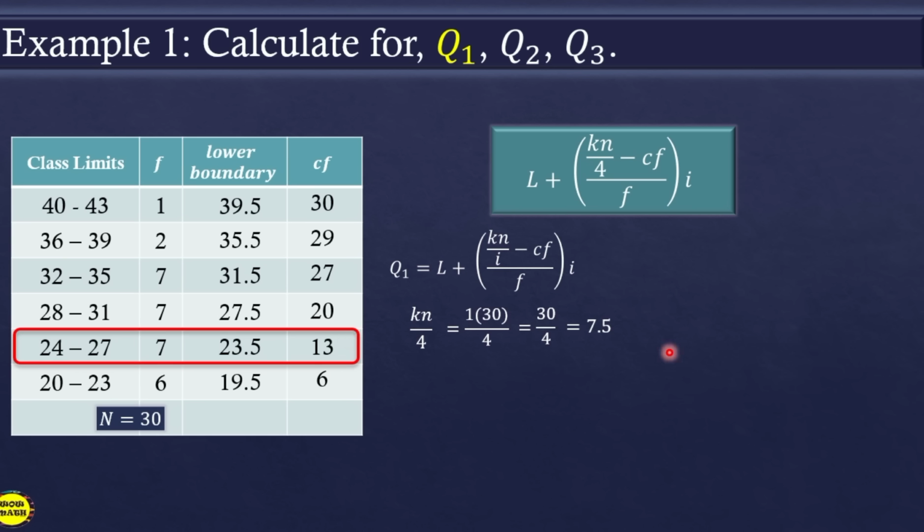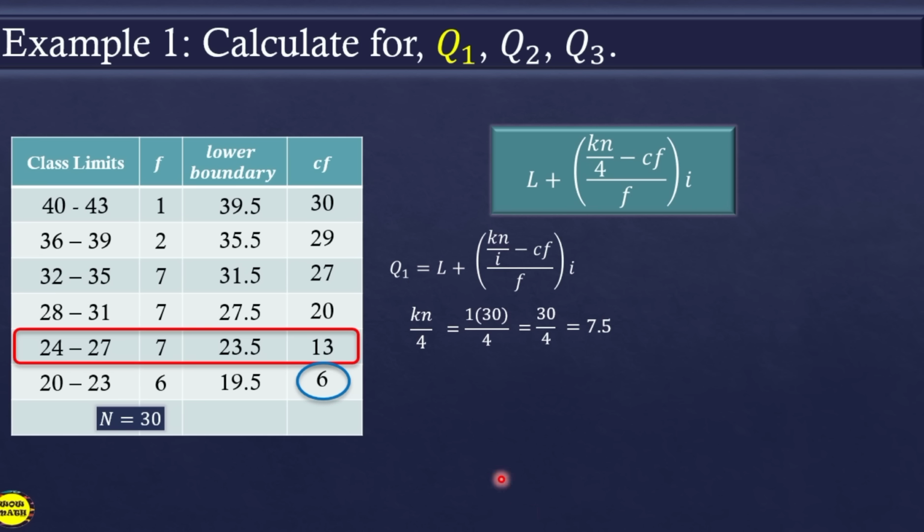Dito natin hahanapin kung saan yung quartile class. So, ibig sabihin, yung 24 to 27, diyan kabilang yung first quartile natin. Okay? So, makukuha na natin yung ibang given na gagamitin natin sa formula natin.